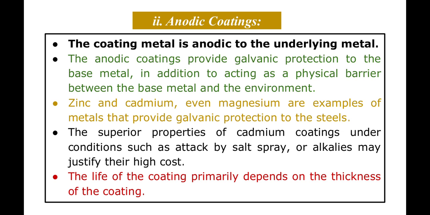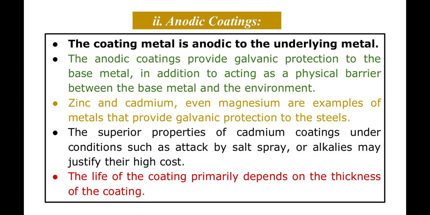And at flaws, cracks, discontinuities, and pinholes, the base metal is protected by the galvanic action of the coatings, which offer a sacrificial type of anodic-cathodic coating protection. Zinc and cadmium, even magnesium, are examples of metals that provide galvanic protection to steel sheets. And the superior properties of cadmium coatings under conditions such as attack by salt spray or alkalines may justify their high cost.